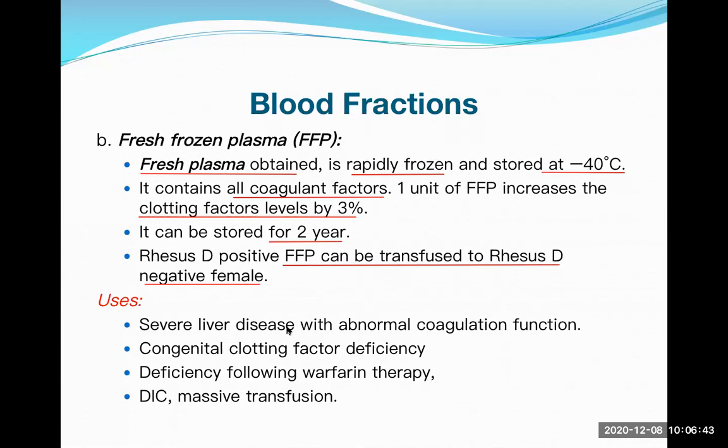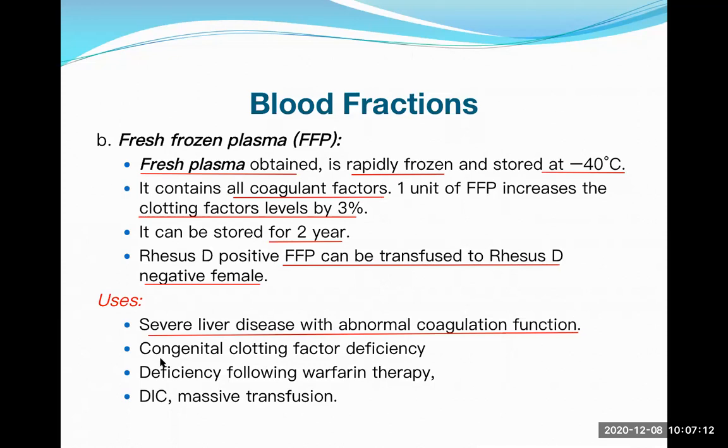Now, what are the uses of fresh frozen plasma? Look at the indications here. Severe liver disease with abnormal coagulation function. You all know by this time that any type of severe and chronic liver disease results in coagulopathy. So we need to transfuse fresh frozen plasma. A good example is cirrhosis of the liver. Another is acute hepatocellular failure.